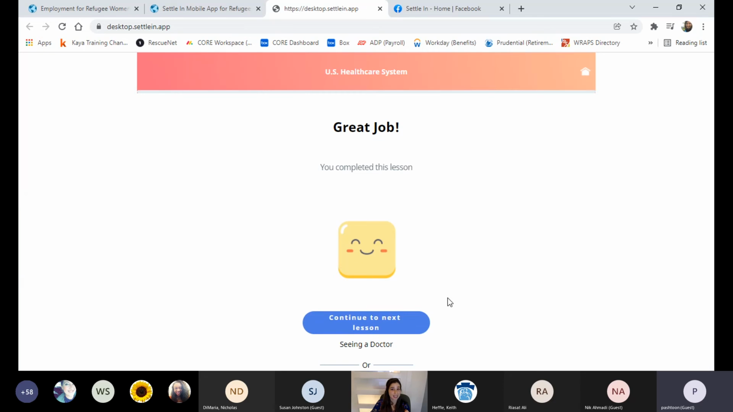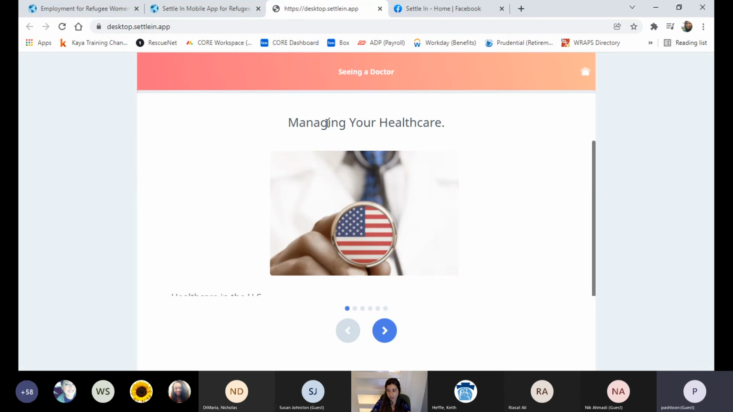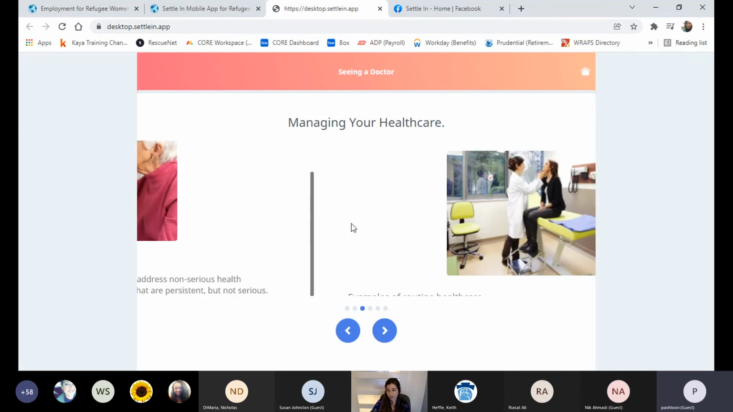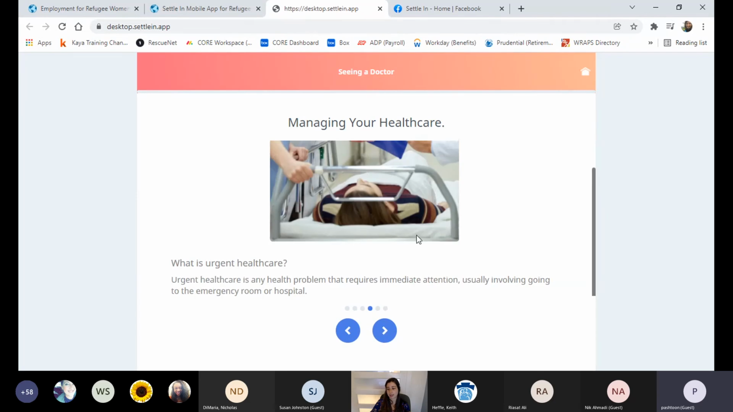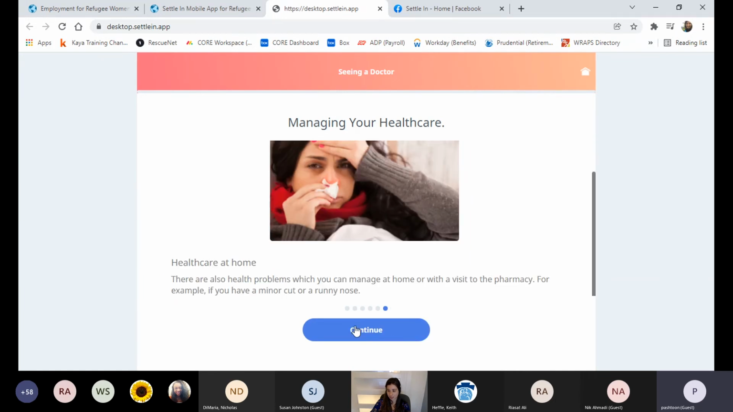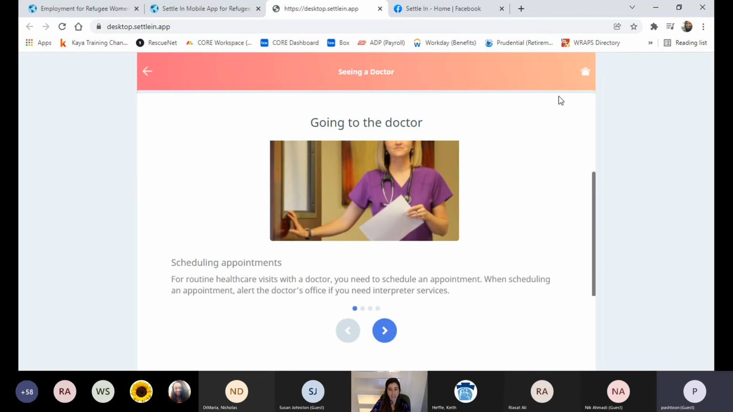We can continue to the next lesson so you could see what the information portion of this desktop and mobile app will look like. So we'll continue to the lesson, seeing a doctor, managing your care. So it gives information about healthcare in the United States. What is routine healthcare? Examples of routine healthcare. What is urgent healthcare? Examples of urgent health problems, healthcare at home, going to a doctor, etc. So you can navigate this on your own time to see what it looks like.